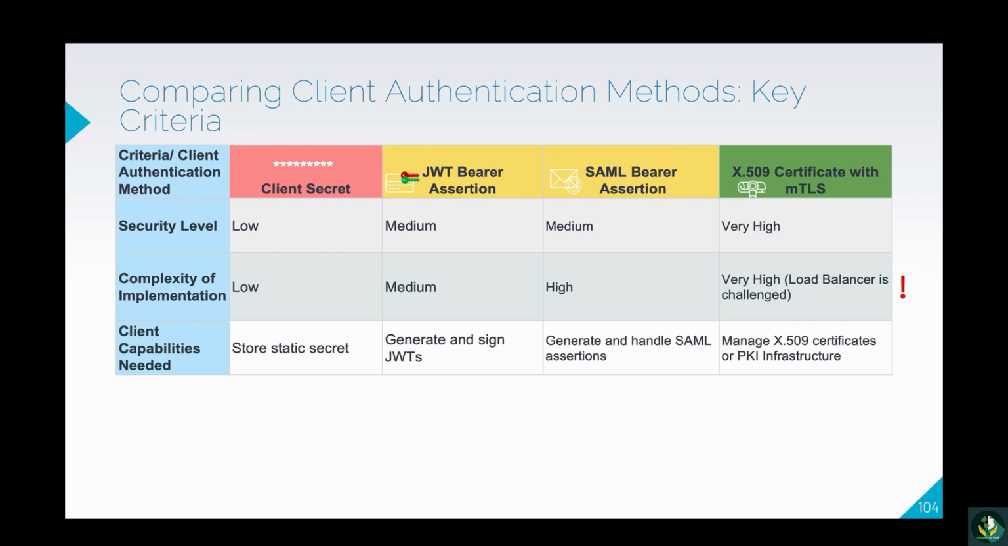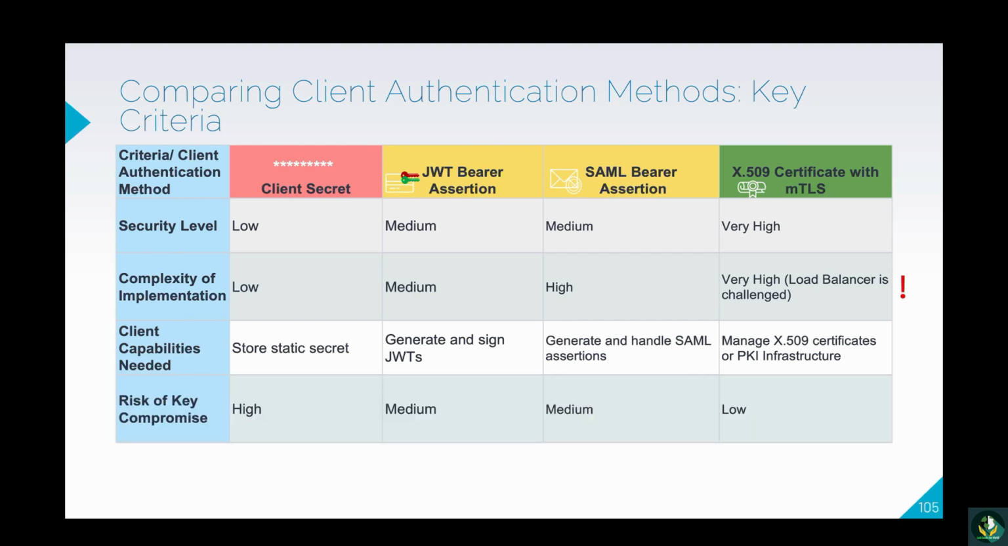Client capabilities needed. Client secret requires the ability to store static secrets securely. JWT bearer assertions require the capability to generate and sign JWTs. SAML bearer assertions require handling SAML assertions and integration with a SAML identity provider. X509 certificates with MTLS require managing certificates and PKI infrastructure, making it the most demanding in terms of operational overhead.